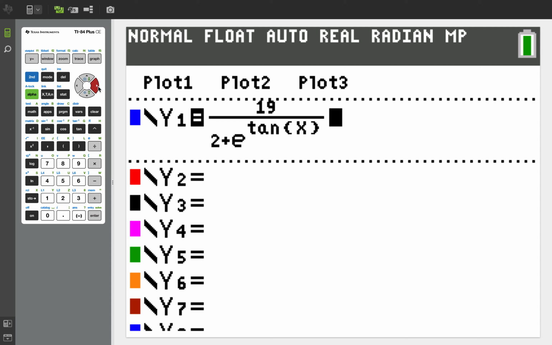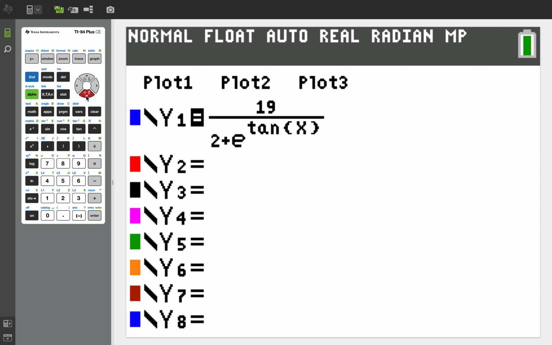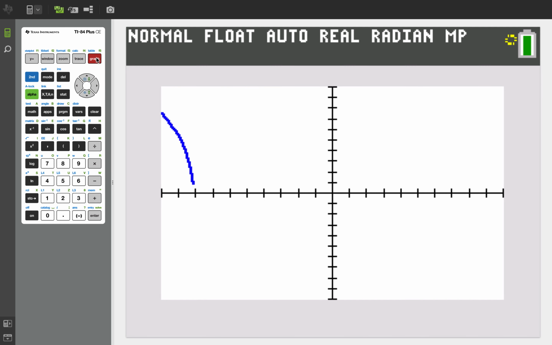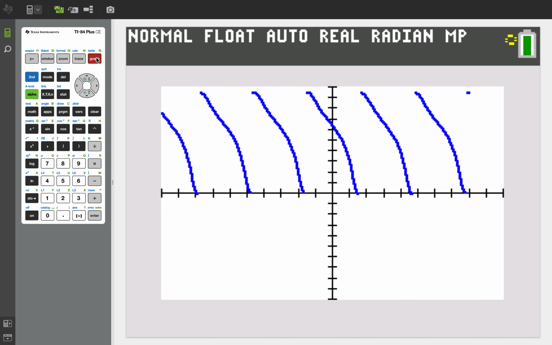Okay, so that is the left-hand side of my equation. And then in y2, I'm going to put the right-hand side of my equation. And then I'm going to graph those, and I'm going to look for where they intersect. And they're going to intersect several places. But let's say I was given the range between 2 and 5. So it would be this intersection point right here.